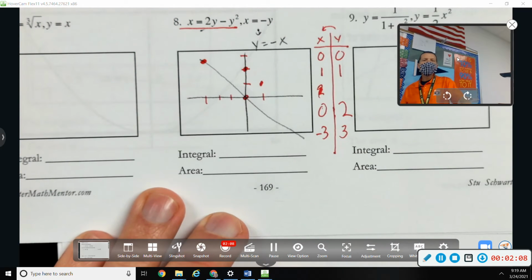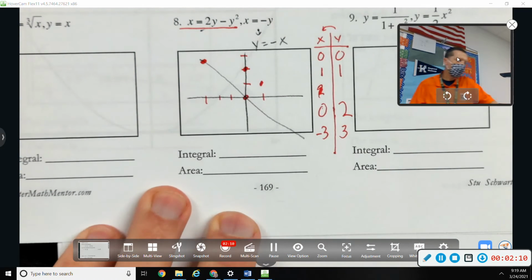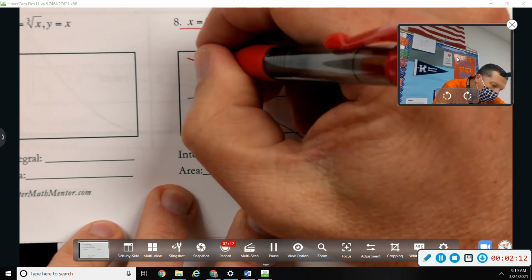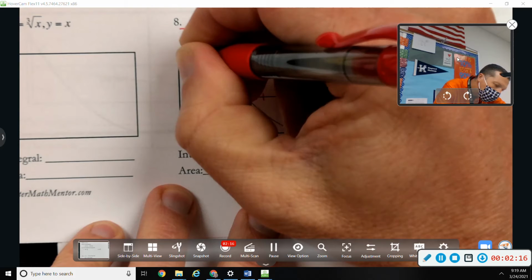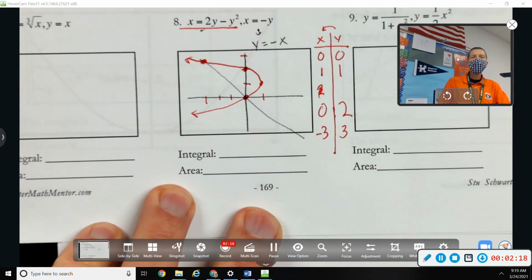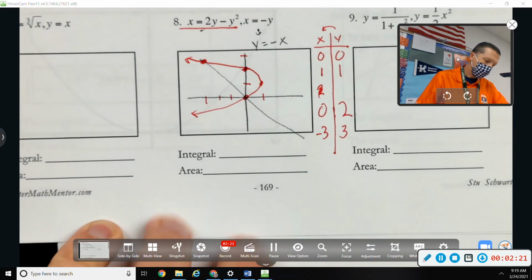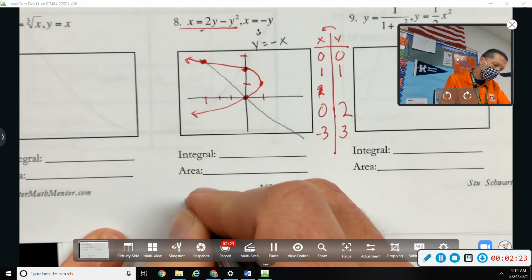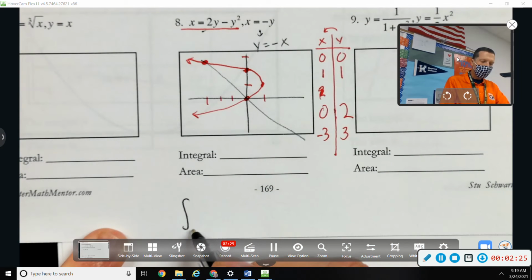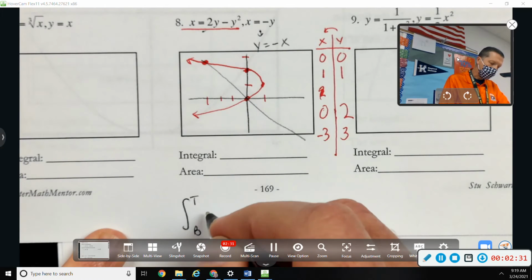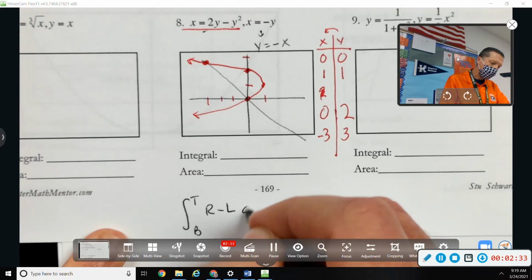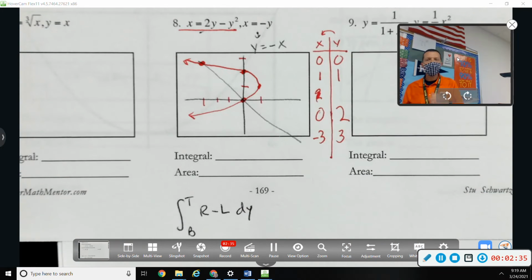Which lands on the line. So we found our two intersections. I think I know what this graph looks like. That's supposed to be a parabola. So this is one that's backwards. Usually we go from left to right of top minus bottom. This is going to go from bottom to top of right minus left, dy. So this is one of the backwards ones.